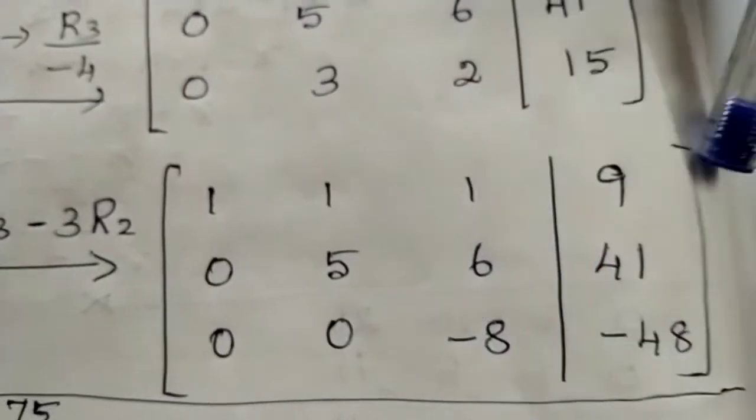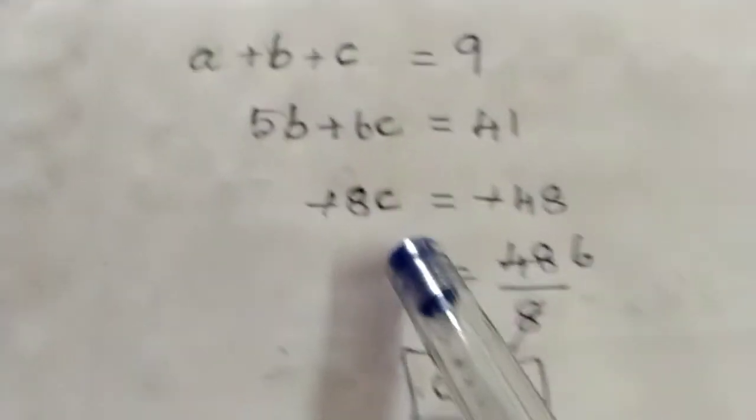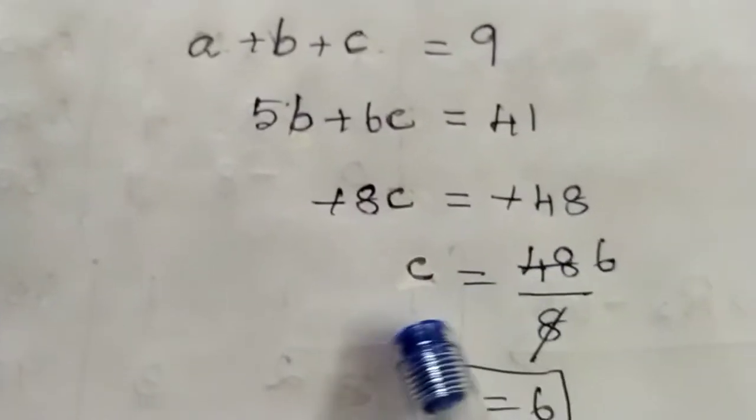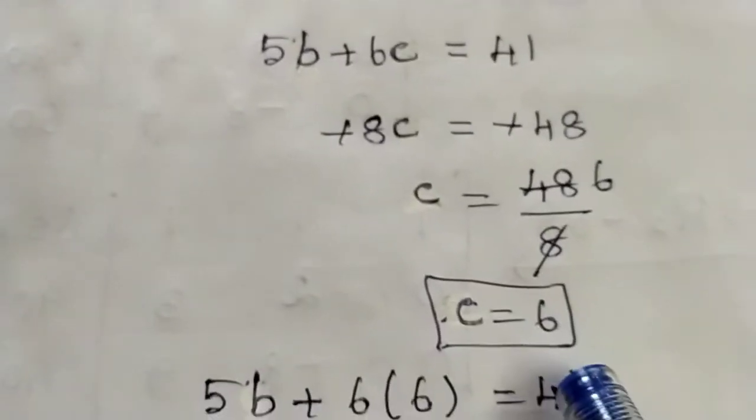Now write the 3 equations. Here equation a, b, c. Take a plus b plus c equal to 9. Here 5b plus 6c equal to 41. Last one, minus 8c equal to minus 48. So minus 8c equal to minus 48. Cancel, c equal to 48 by 8. Cancel, c equal to 6.